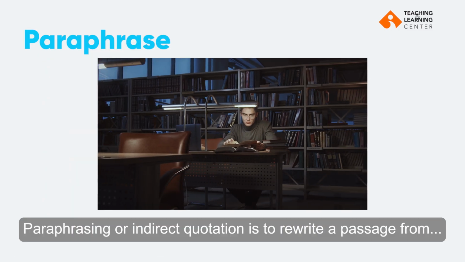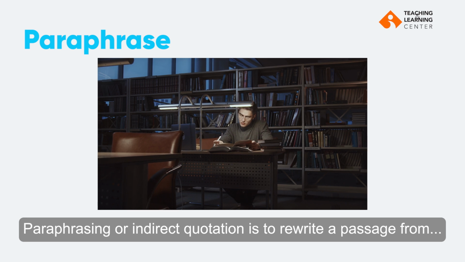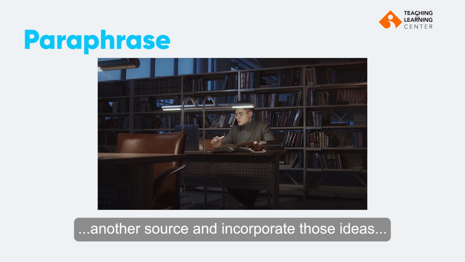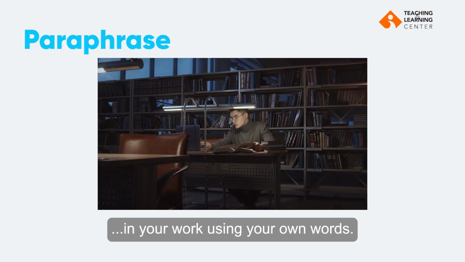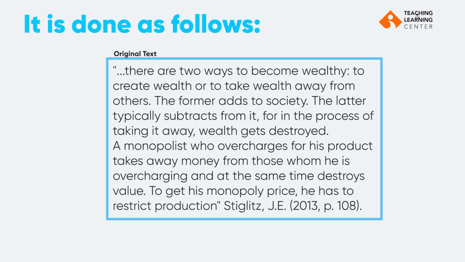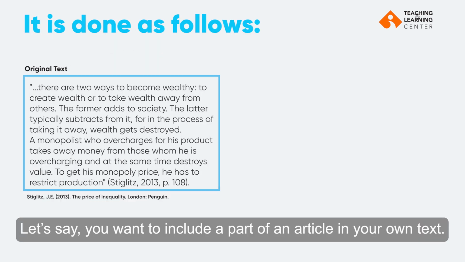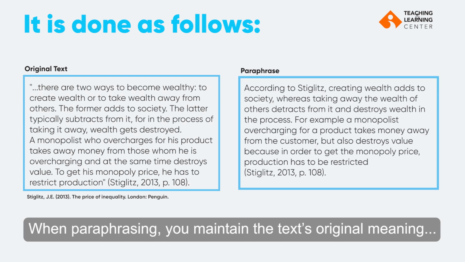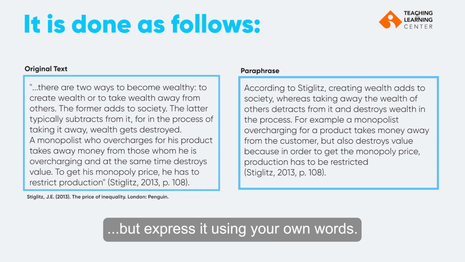Paraphrasing or indirect quotation is to rewrite a passage from another source and incorporate those ideas in your work using your own words. Let's say you want to include a part of an article in your own text. When paraphrasing, you maintain the text's original meaning, but express it using your own words. For a paraphrased text, there is no need to use quotation marks.